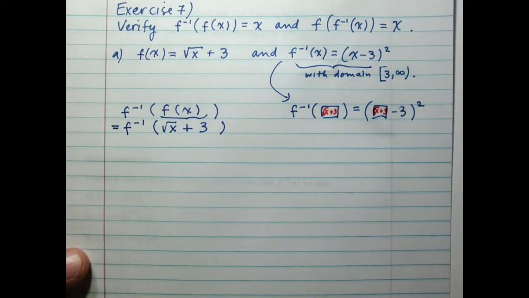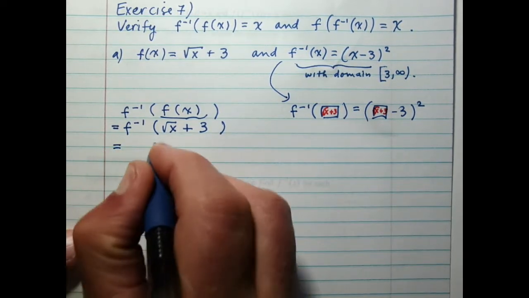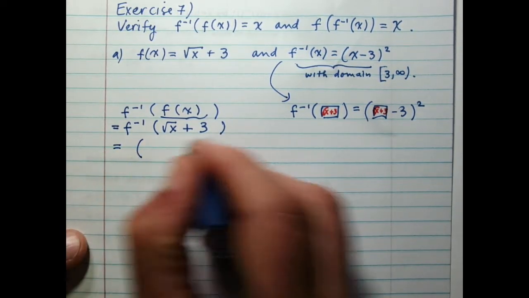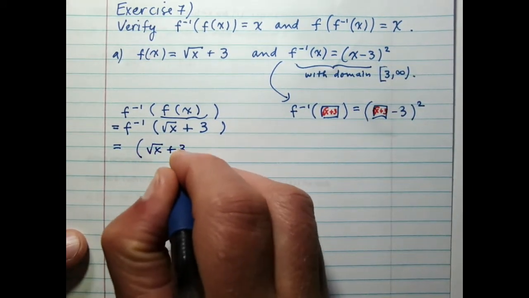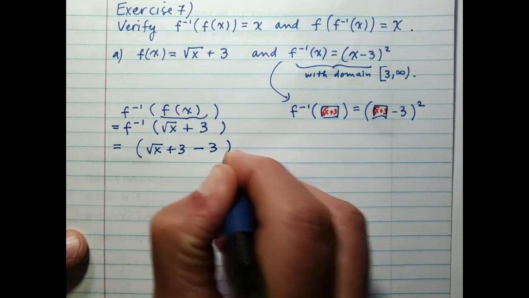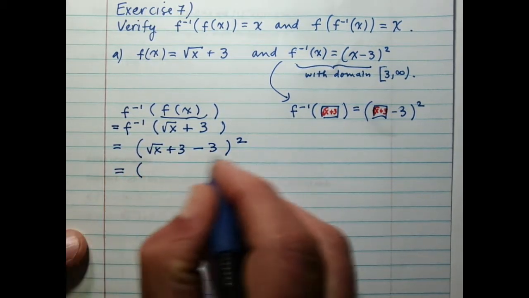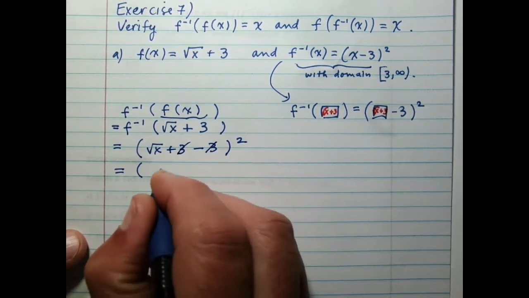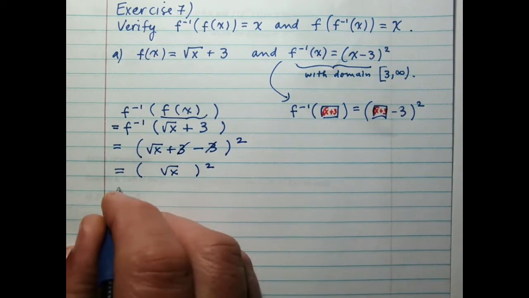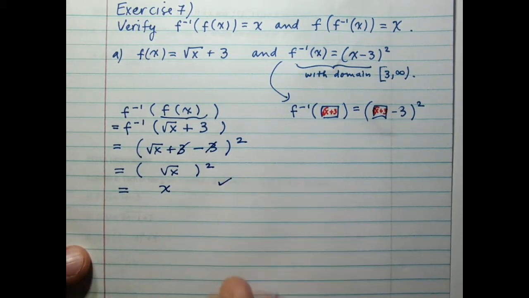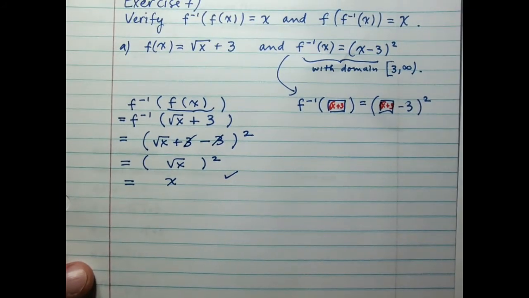Okay, so you don't have to write this down each time. Just trying to remind you of that idea. So I have to take, again, I'm applying this function, so I'm going to take square root of x plus 3 minus 3 in parentheses squared. And what I have inside here, the plus 3 minus 3 cancels. I'm left with just square root of x. Square root of x squared is x. We just verified that one requirement, the first of the compositions.